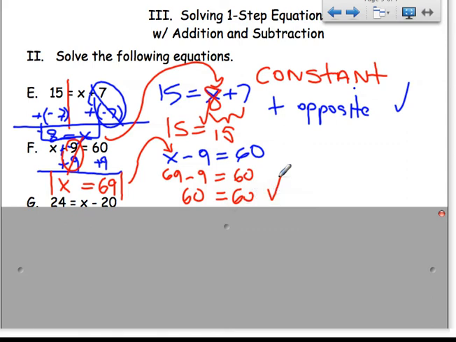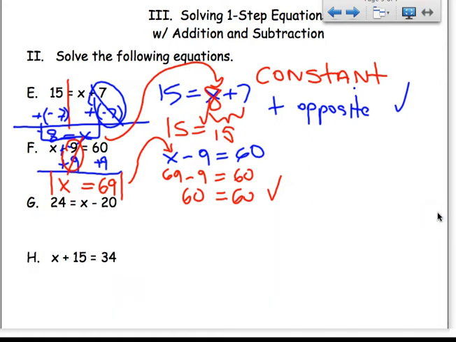I'd like you to stop the video here. Please solve these two equations. And then press play when you're ready to check your answer.